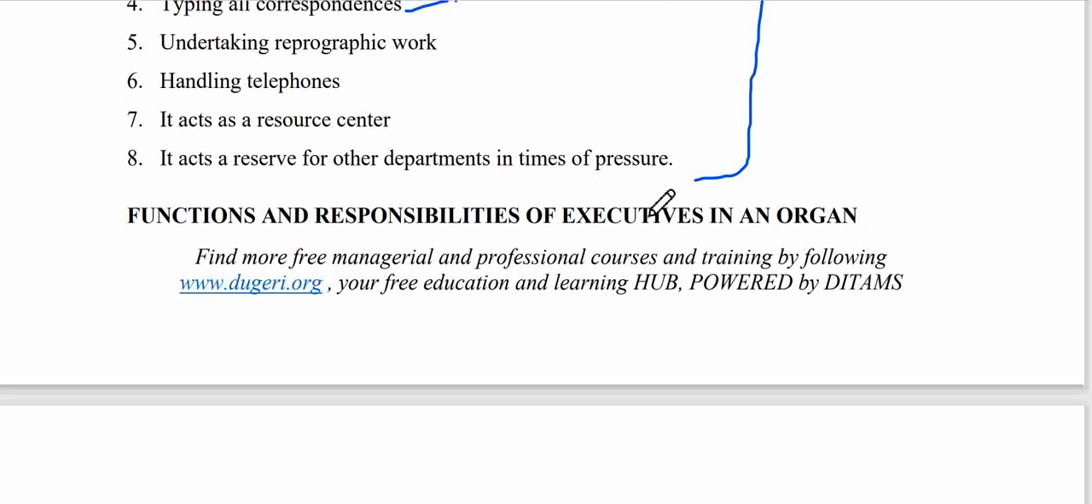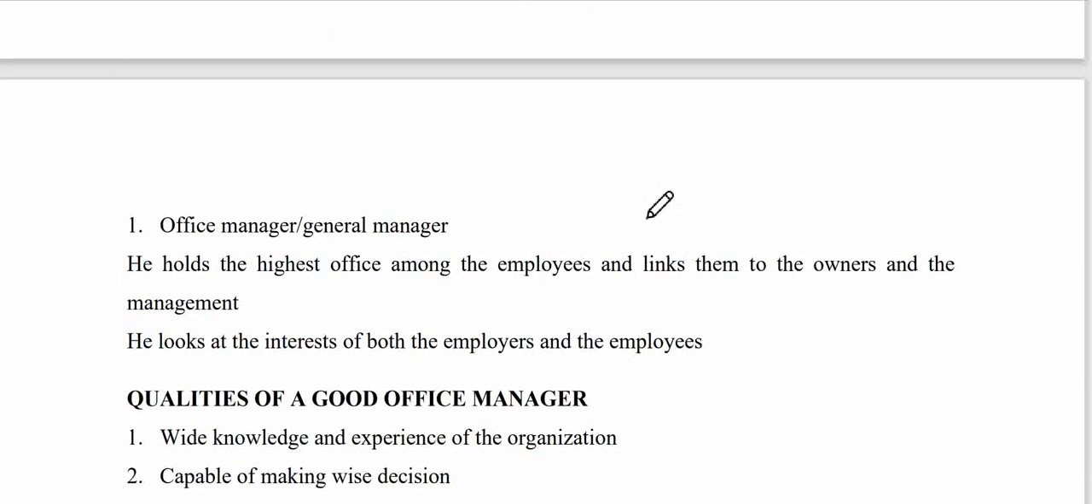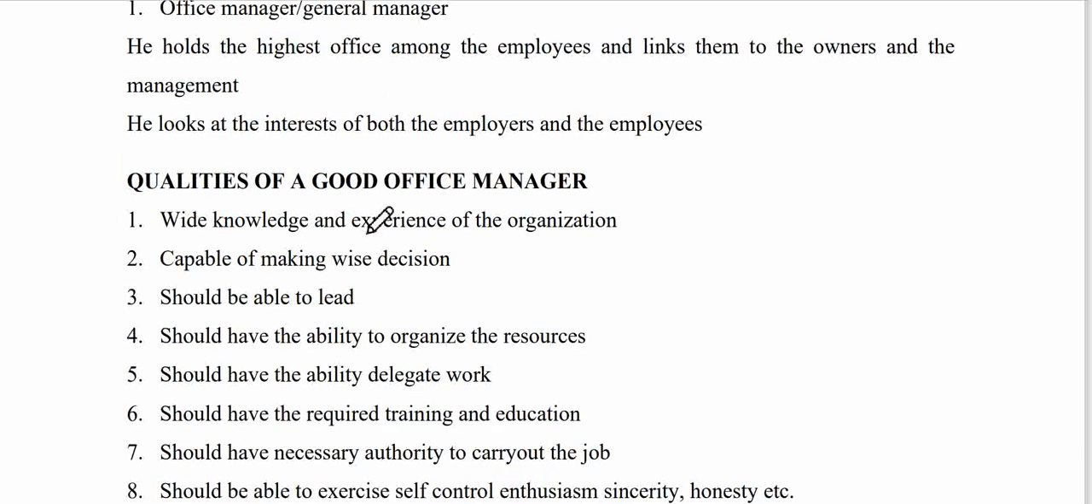All right. So, what are the functions and responsibilities of executives in an organization? So, the office manager: what does the office manager do, and who is an office manager? An office manager is a person who holds the highest office among the employees and links the employees to the owners or the employers and the management of the organization. He looks at the interests of both employers and employees.